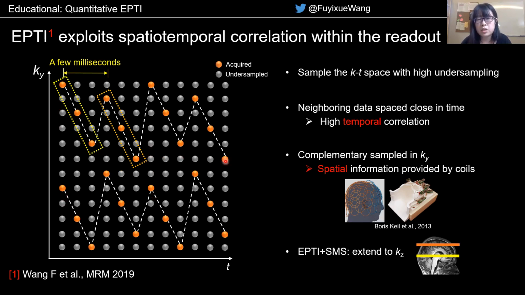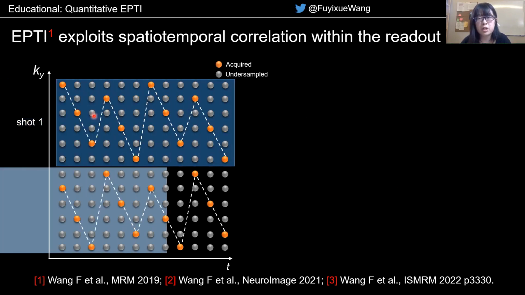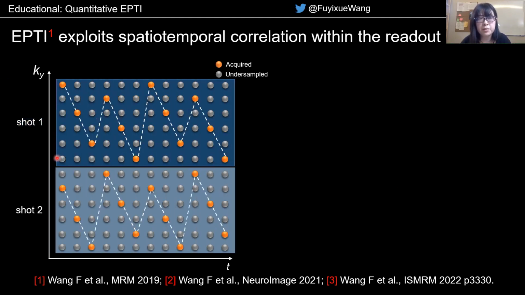And in addition, EPTI can be combined with SMS by extending the spatiotemporal encoding to KZ together with multi-band excitation to achieve shorter TR. The spatiotemporal encoding pattern can be sampled using a multi-shot acquisition, and each shot covers a segment of the KT space with a zigzag trajectory that requires only small gradient blips and leads to minimal dead time and eddy current changes.